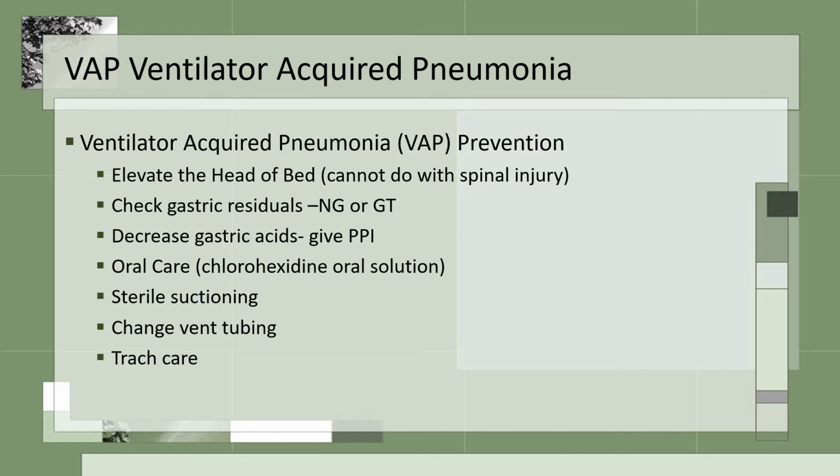Another way to prevent VAP is to change the vent tubing. This is done by RT, but you can always mention if things are not looking clean. And also, very good trach care is an important thing to do to prevent VAP.